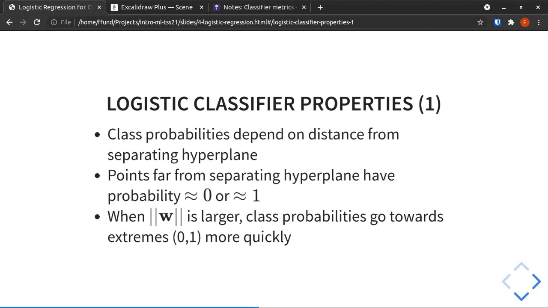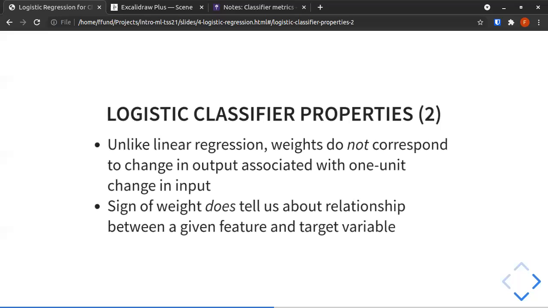Now, the logistic classifier had a lot in common with the linear regression, but some things are different about it. So unlike the linear regression, the weights don't tell us what a 1 unit change in input will do to the output. So that kind of interpretability is no longer there. However, the sign of the weight does tell us about the relationship between the feature and the variable. So if a particular feature has a positive weight for the logistic regression, that tells us it's more likely to belong to the positive class if that value is larger.